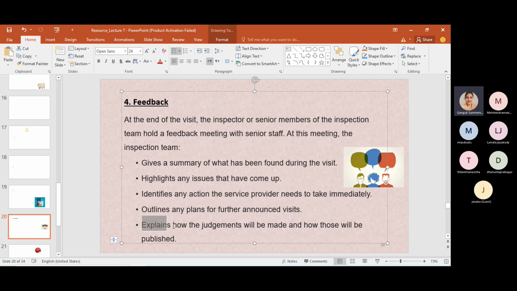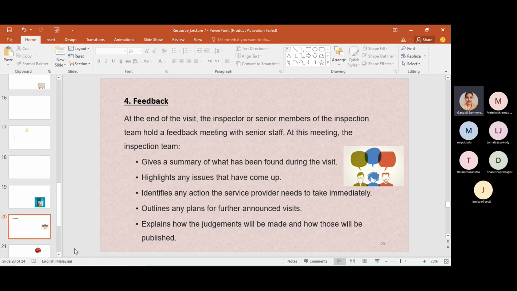Okay, and they explain how judgments will be made and how those will be published. During the feedback stage, the CQC inspection team will explain how they will make judgments based on their findings, and how their findings will be published. Are they publishing it in the inspection report, or on their website, or whatever? How those findings will be published will be discussed during the feedback stage.